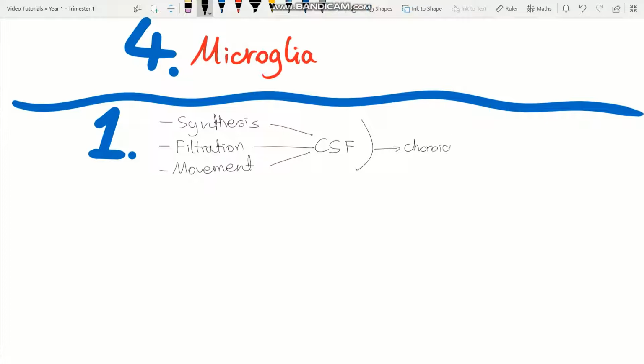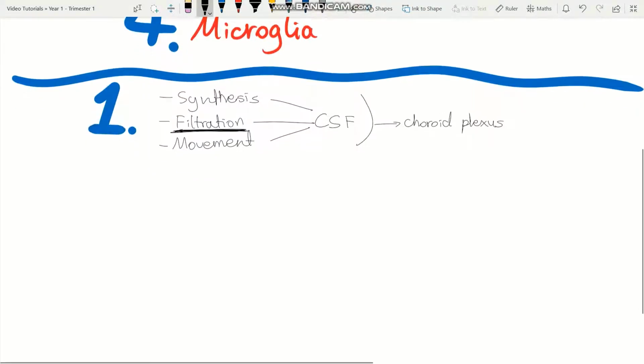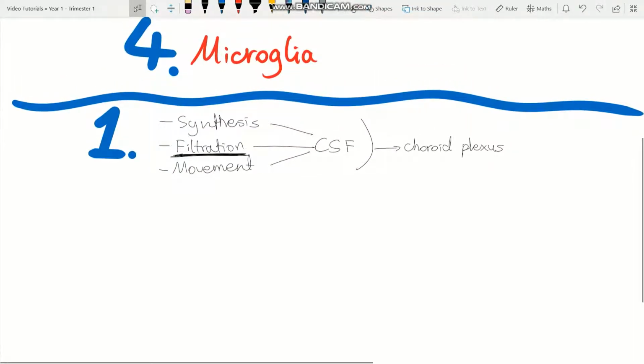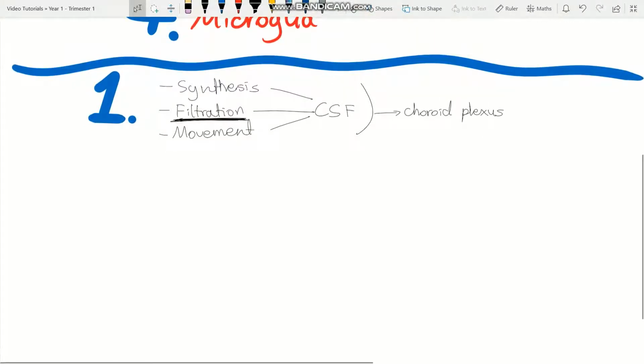The choroid plexus is basically a structure of capillaries that contains these ependymal cells on the outside, and as blood plasma is able to flow through the choroid plexus, it is able to be essentially filtered. So as the ependymal cells contain special ion channels on their surface, they're able to allow for the filtration of the blood plasma so that it can be essentially converted into cerebrospinal fluid to then be circulated around the ventricles in the brain.